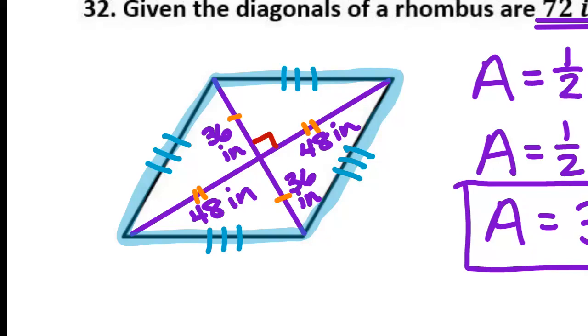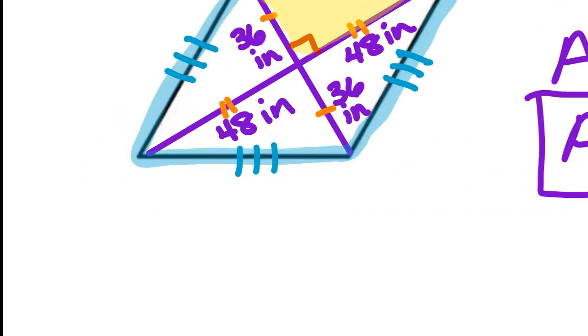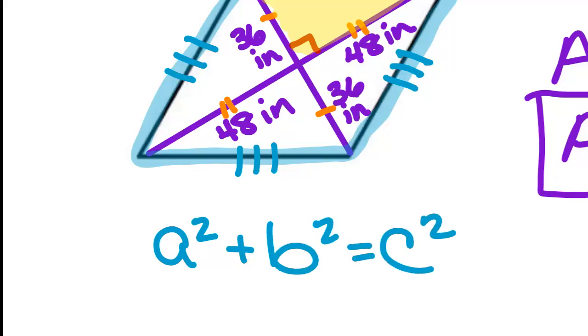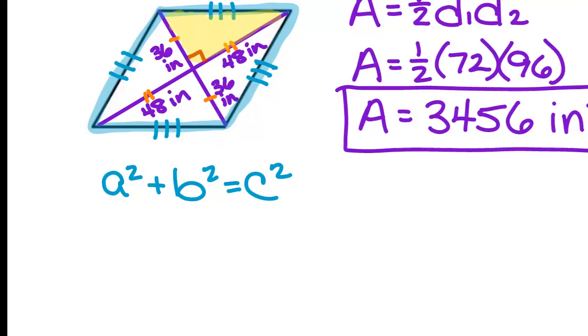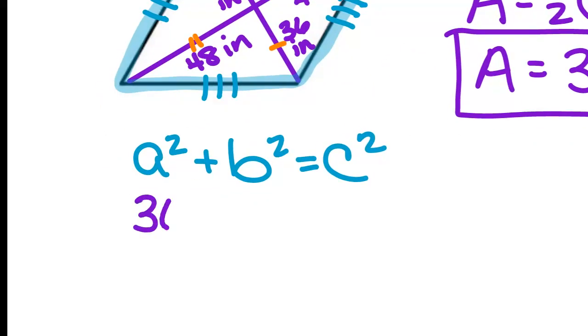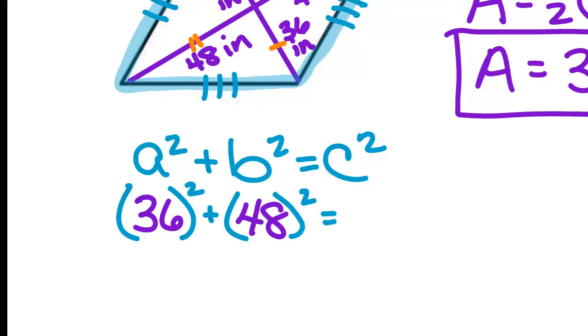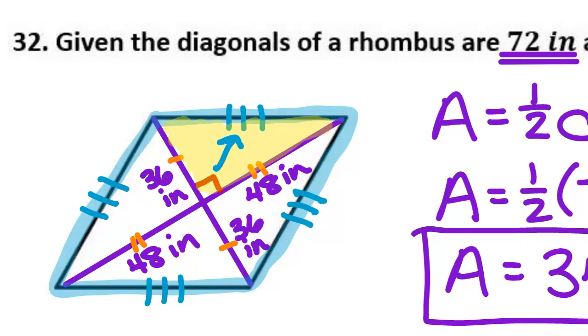So let's look carefully at just one of these little triangles inside here, because that's what kind of triangle? That's a right triangle. And we want to know one of the sides on a right triangle. We know the other two, so what could I use? Pythagorean theorem. A squared plus b squared equals c squared. What would have to go in for A and B? 36 and 48. 36 squared plus 48 squared equals C squared. That is my hypotenuse because it is opposite from the right angle.